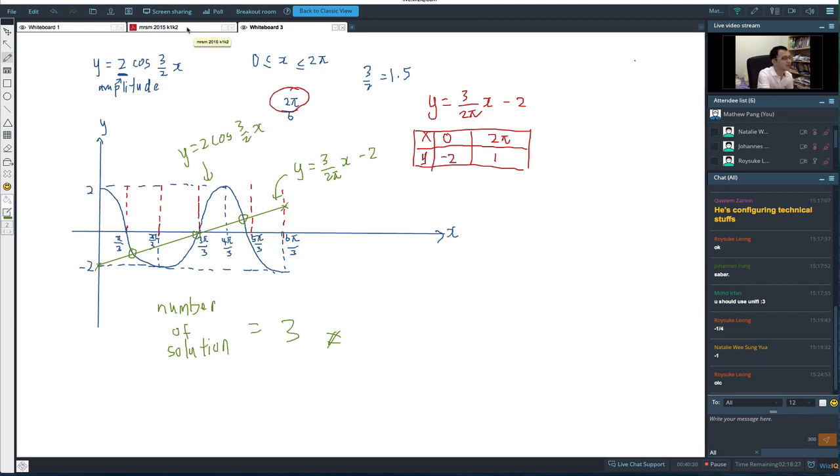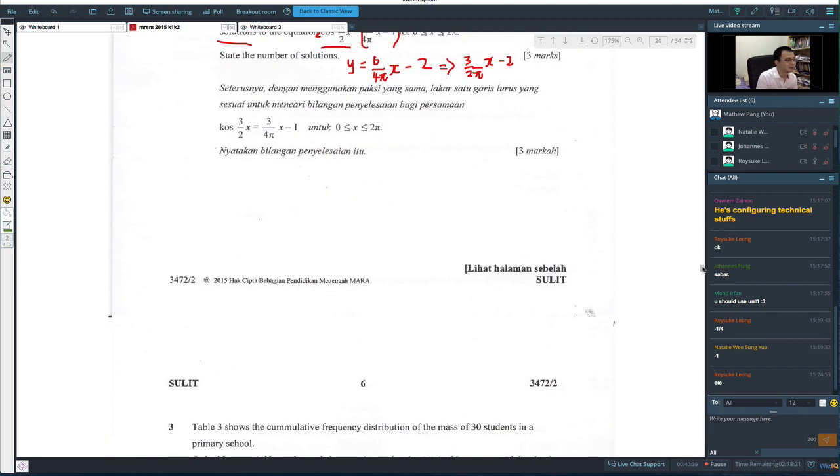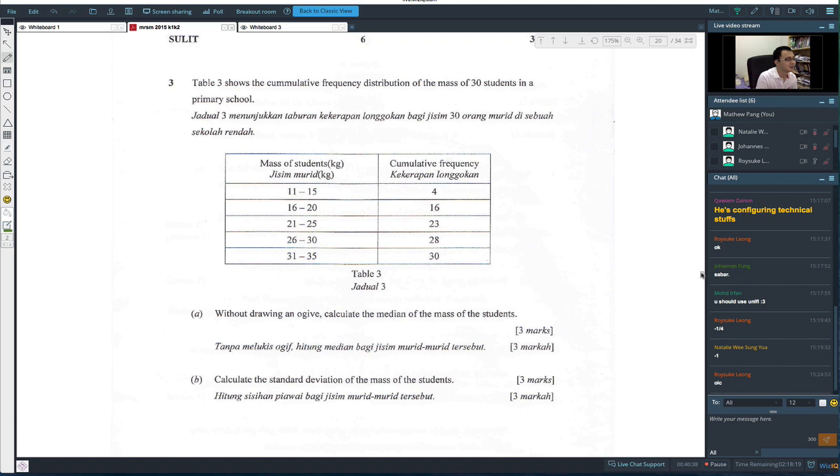Alright, for the next one, okay, this one. Okay, Table 3 shows a cumulative frequency of the mass of 30 students in the primary school. So without drawing an ogive, calculate the median. You want to find the median of the mass of the students.